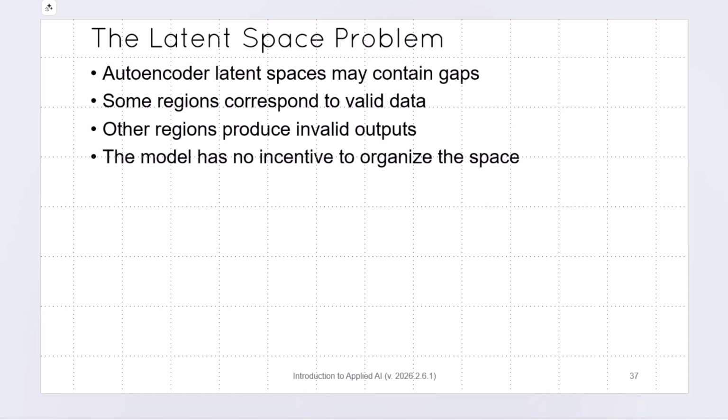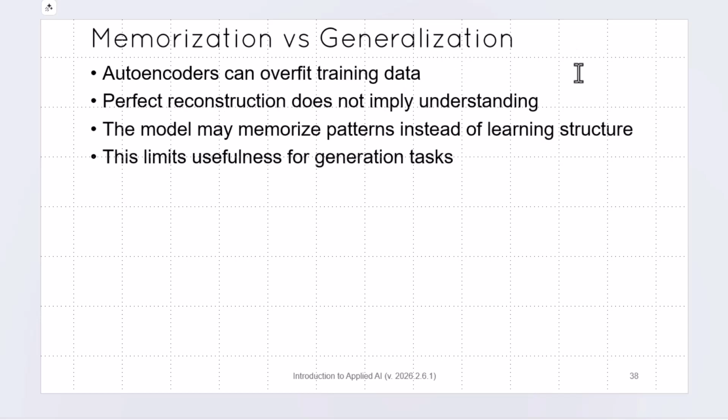The latent space problem: autoencoder latent spaces may contain gaps. Some regions correspond to valid data, others produce invalid outputs. The model has no incentive to organize the space. Memorization versus generalization: autoencoders can overfit the training data. They might do a perfect reconstruction, and that does not imply actual understanding on the part of the model. The model may memorize patterns instead of learning structure, and that limits its usefulness for generation tasks.